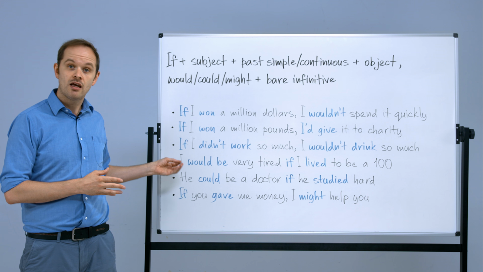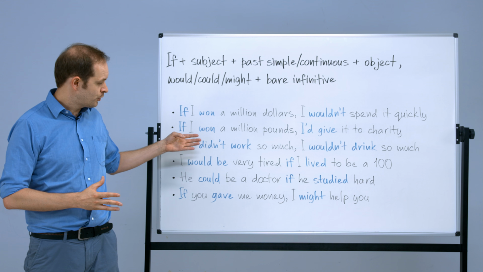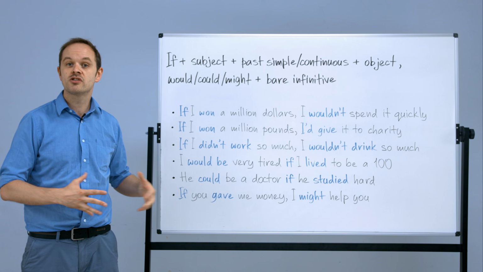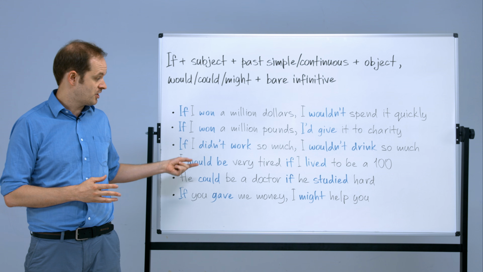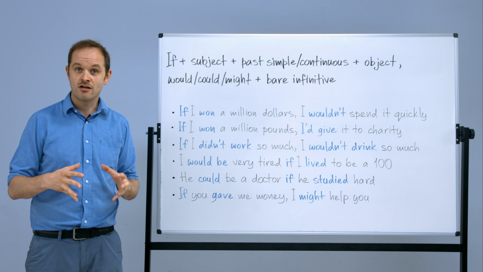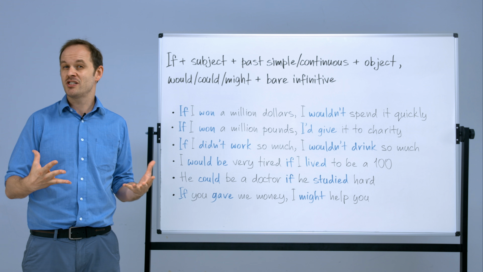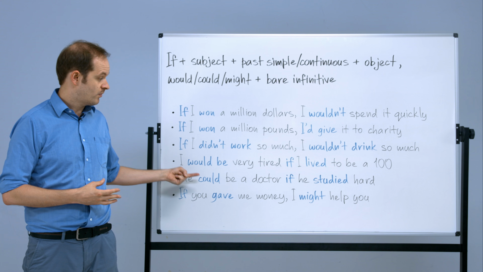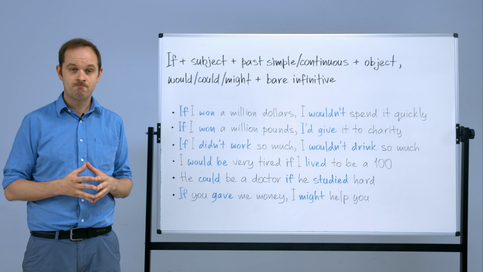Here we can see he could be a doctor if he studied hard. So again, we're not talking directly about an imaginary situation, we're using could, so we're describing the possibility. In this case, the possibility of somebody becoming a doctor if, in the present, they studied hard. And because we're using the second conditional in this way, we're possibly saying this person doesn't study hard. But if they did, they would have the possibility of becoming a doctor.